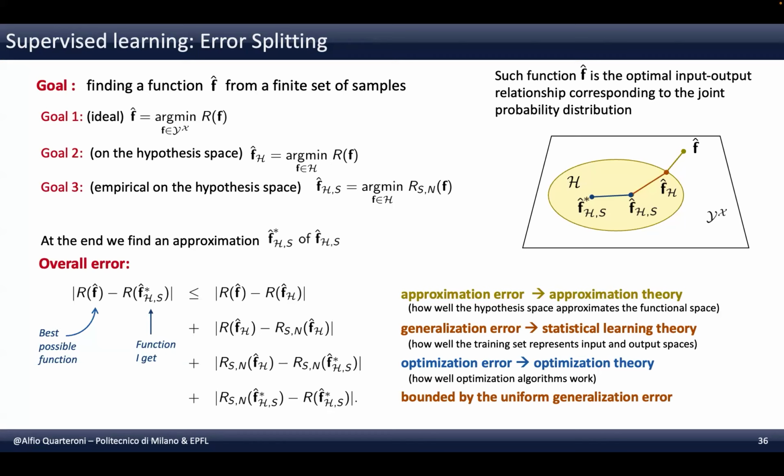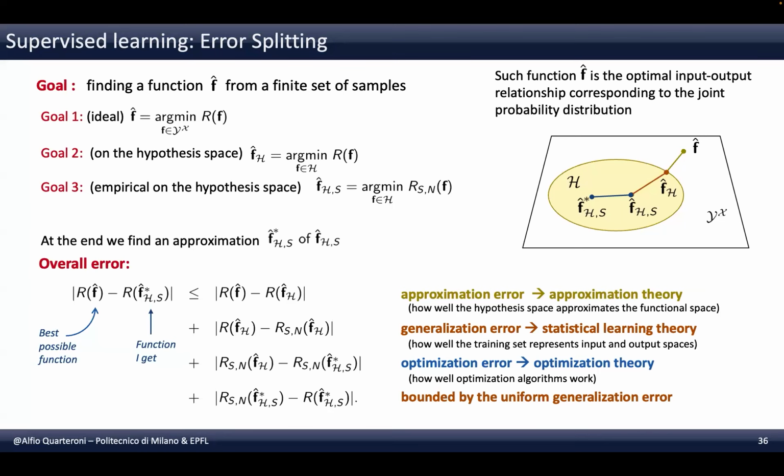The second one is the difference between the exact integral and the numerical integral. And this has to do with the so-called generalization error: how well the training set represents the input and output spaces, because remember that this quantity here is an approximation of the integral based only on the original training set. Then we have an extra term, which is this one, and this is due to the optimization error, called optimization theory: how well the optimization algorithms work.